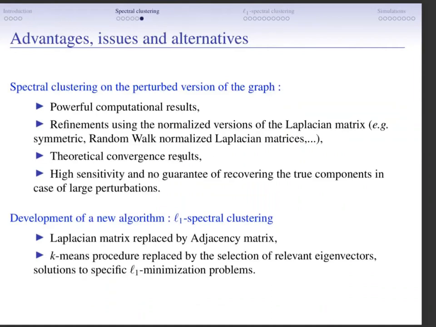The spectral clustering algorithm is very famous for graph clustering because of its powerful computational results. You also have very nice theoretical convergence results, if I remember, just for stochastic block models. You also have some refinements using other versions of the Laplacian matrix. But something quite bad is that you have high sensitivity and no guarantee of recovering the true components in case of large perturbations, which is mainly due to the presence of the k-means.